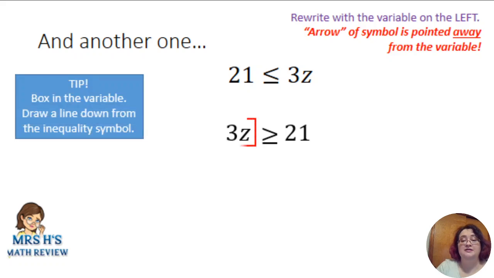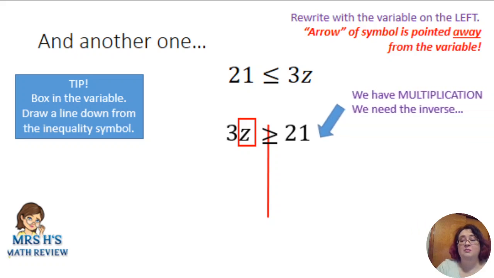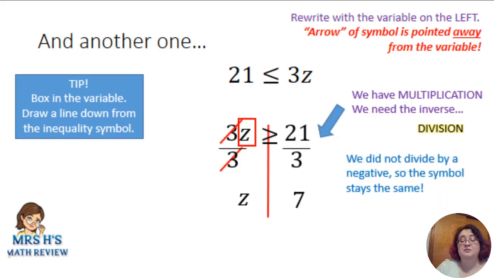Box in our variable. Draw a line down from the inequality symbol. Here we have multiplication, and we need the inverse, division. So I'm going to divide both sides by the number that is multiplied with z. So I divide by 3, both on the left and the right. Our 3's cancel. On the other side, 21 divided by 3 is 7. Now, I did not multiply by a negative. I did not divide by a negative, which means the symbol is going to stay the same as it was in our previous step. So it just comes straight down. Z is greater than or equal to 7.